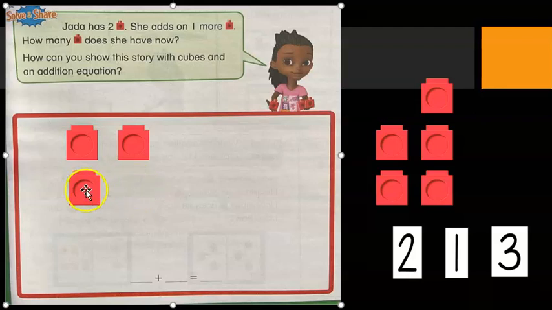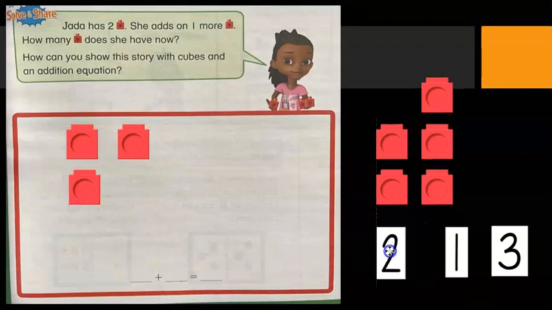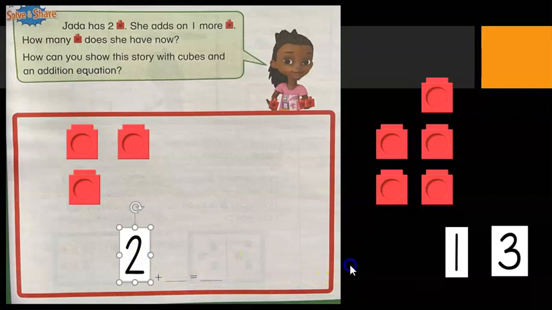But we're not done, first graders, because here's another question. It says, how can you show this story with cubes and an addition equation? So we already did the story here with the cubes. Now it wants us to do this addition equation, okay? So first graders, how many cubes did she have first? How many up here? And the answer is right here too. How many? 2, okay? So look, I'm going to put that 2 in front there. You see that? Now, 2 plus, now, how many does she add on again?